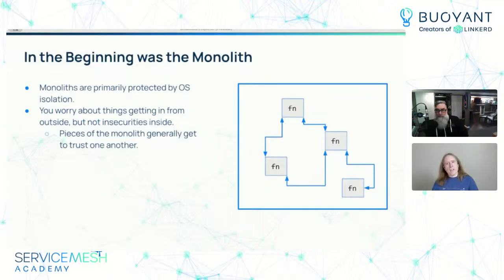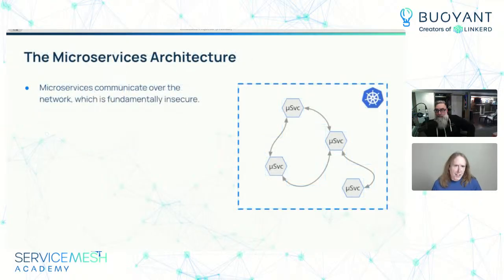If you look back at the monoliths, they were protected by operating system isolation. Like I said, the OS drew a boundary around the address space for the monolith, and the operating system was the one responsible for policing that perimeter. So when you're writing a monolith, what you generally worry about is vectors where the attacker is coming in from outside the monolith, and you worry less about, oh, can I trust this function that I'm about to call? Because usually that function you're about to call is something that was created by the same people who wrote the first function, right? So it's just less of a big deal. There are exceptions to this again, but for the most part, the pieces of the monolith mostly get to trust each other. That does not work in the microservices world because, again, the network is fundamentally insecure.